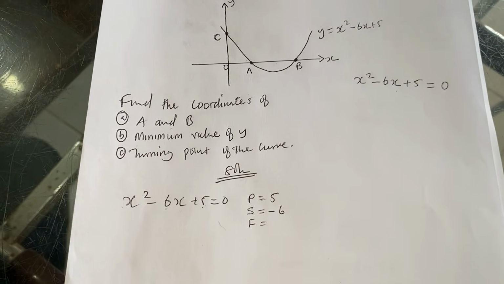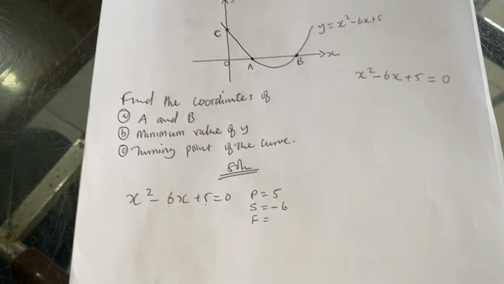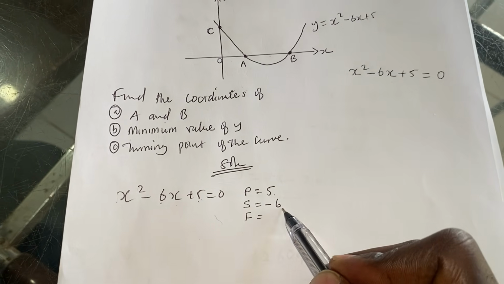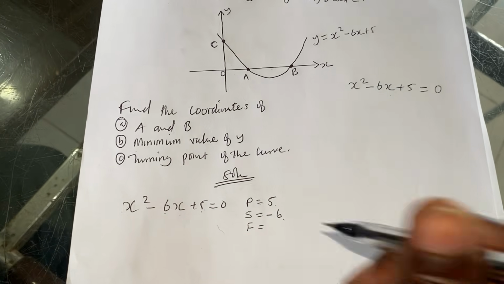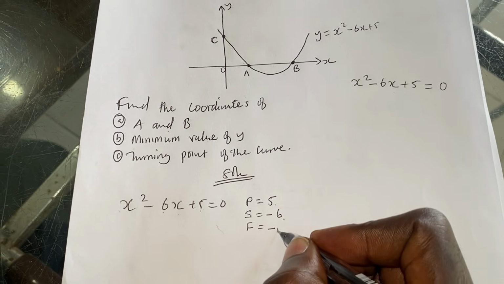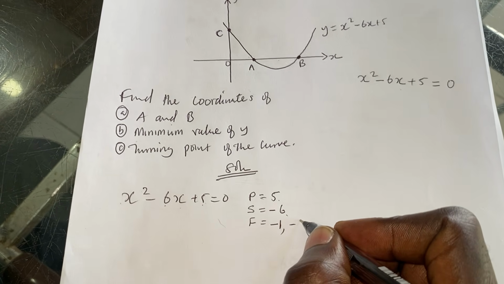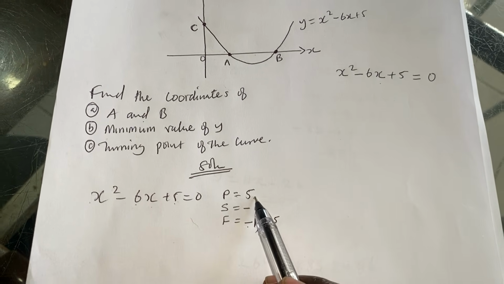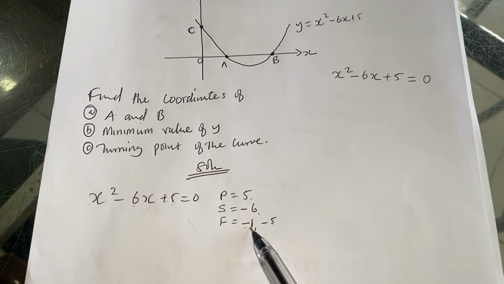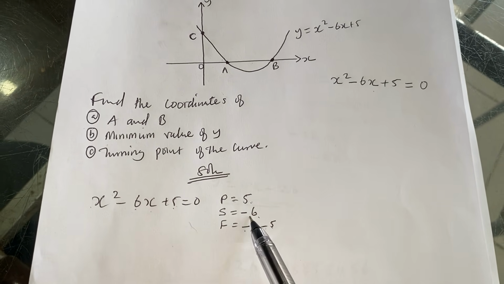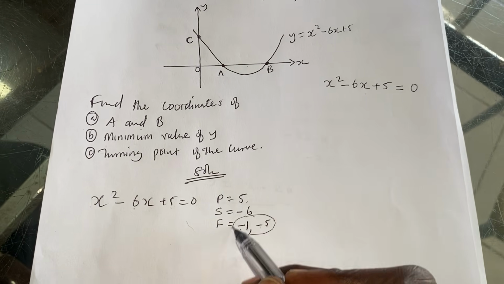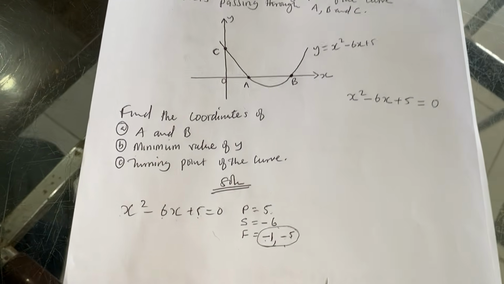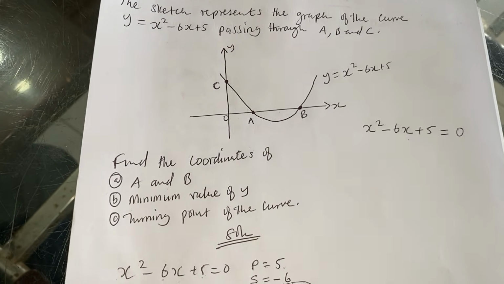So you're supposed to look for two terms such that when you multiply them, they give you 5, but when you add them, they give you negative 6. These terms are negative 1 and negative 5. Negative 1 times negative 5 is positive 5, but negative 1 plus negative 5 is negative 6. So we get this, and this will become our factors.